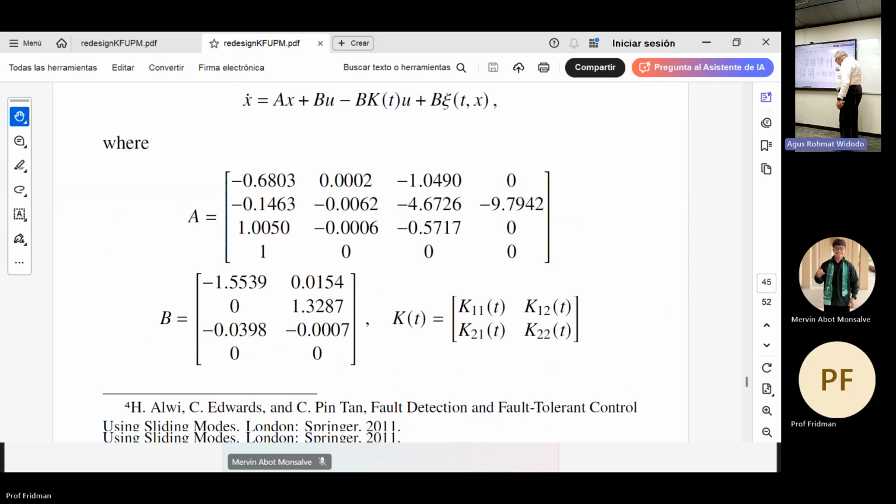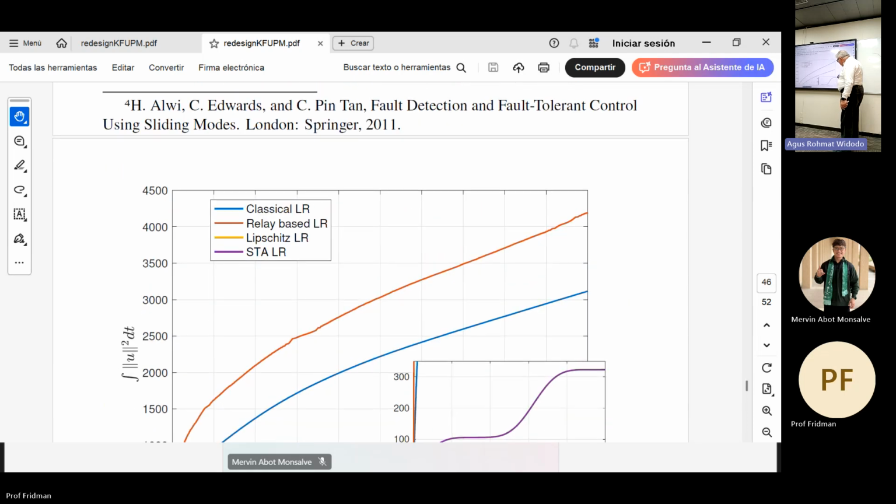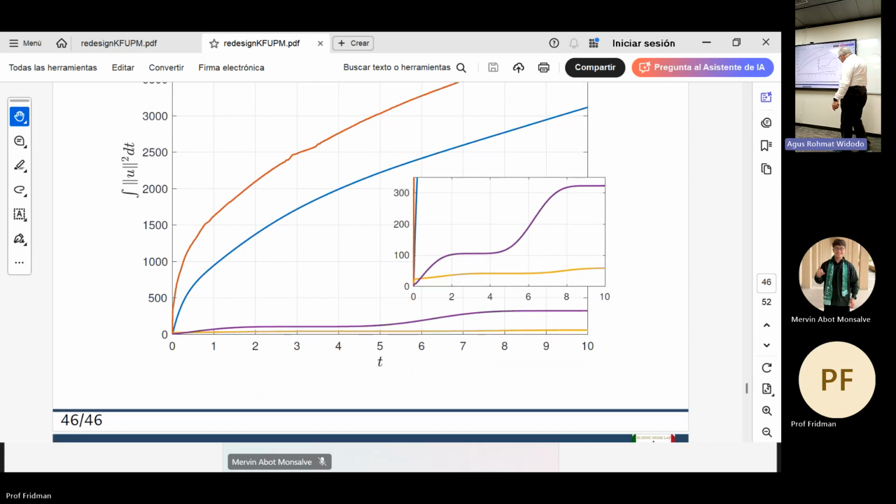First, it's the same story, the same model of the B747, and you will see what we had initially with relay control, with unit control. And if we are using the modern controller, you see how we diminish the energy of the controller we need to maintain for tolerance.